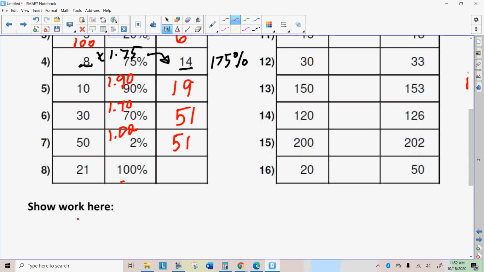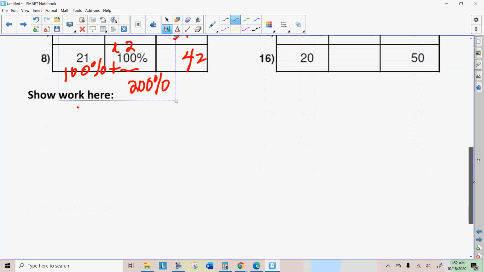Now here's something interesting. If you want to increase it by 100%, so you have 100% to start with, you add those together and that gives you 200%. Well, the decimal for 200% is 2. So you have to multiply that by 2.00 or 2. And that would have given you 42. So let's go ahead and review what we did here.